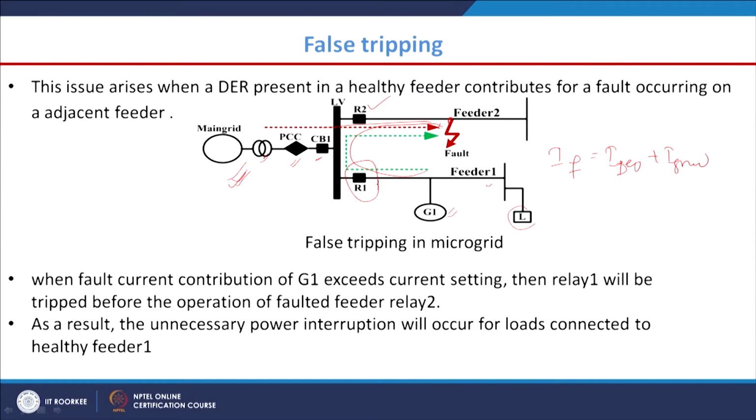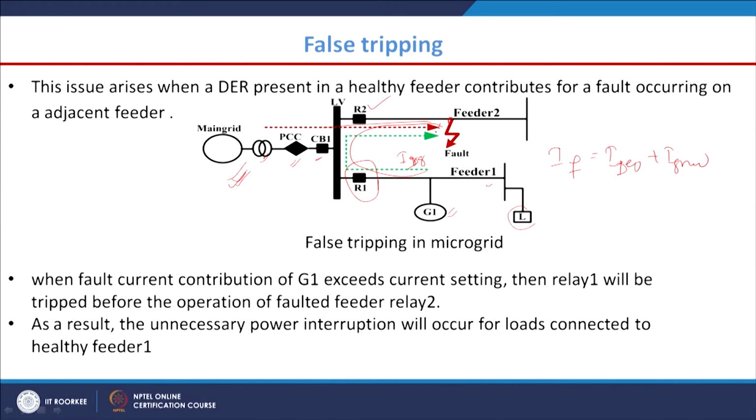So what will happen? Due to this fault, this relay R1 will see this IDZ amount of current, that is also fault current. When there is a fault, the fault current magnitude increases. Due to this particular fault, R1 is going to trip, if it is an overcurrent relay, because this fault current magnitude may exceed the threshold value I set.